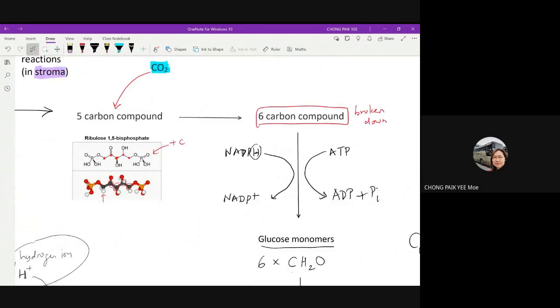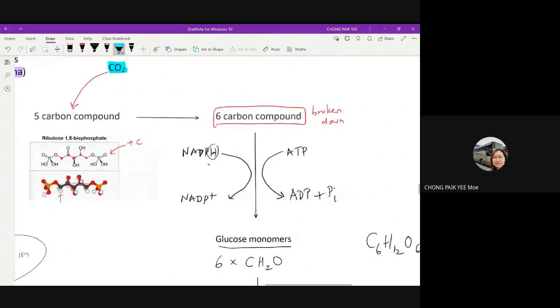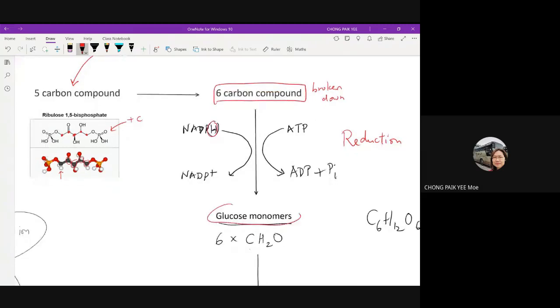How is it broken down? Okay, number 2 in your textbook. NADPH and ATP from the light-dependent reaction reduce it. So this reaction is a reduction. You will see it later when you learn in your chemistry. Reduction and oxidation. Reduction means when it receives hydrogen, this molecule is reduced. So you will see it receives hydrogen. So this 6-carbon compound is going to be broken down. Okay, it is reduced in order to form glucose monomers.